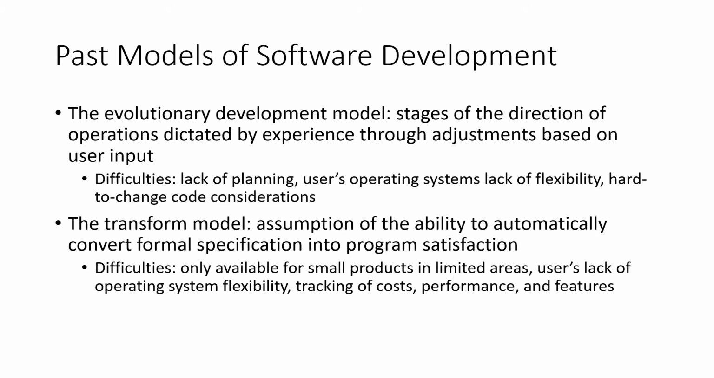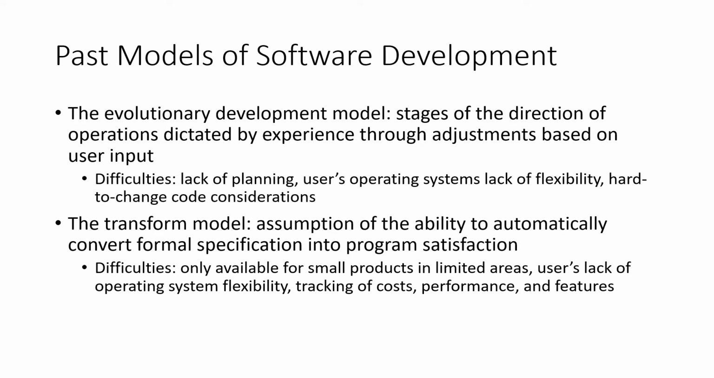The evolutionary development model was really dictated by adjustments based on experience, so based on what different users were saying on the development so far. The difficulties that it created, though, were the lack of planning. This almost went back to a model even before the waterfall model, which had its issues. It also assumed that users had flexible enough operating systems that they could adapt to the unplanned evolution path that this model took, which just was not the case. It also created hard-to-change code that was expensive to change and sometimes close to impossible.